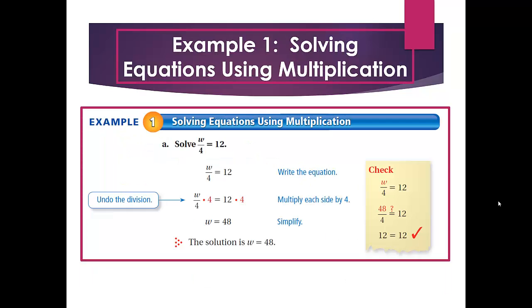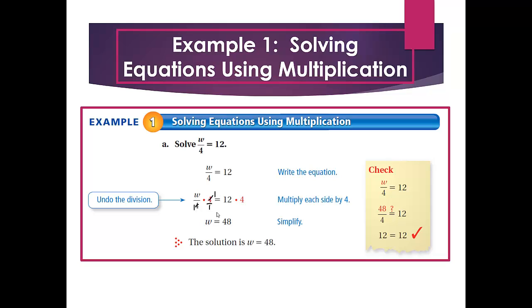For our first example, we're solving equations using multiplication. For a, we're going to solve w divided by 4 equals 12. If we are dividing by 4 in the problem, we're going to do the opposite, which would be to multiply by 4, and we'll do that to both sides. Multiplying by 4 is the same thing as 4 over 1. Then we can simplify the 4 and 4 because they're across from each other, and you could divide both of them by 4. So each number then would become 1.